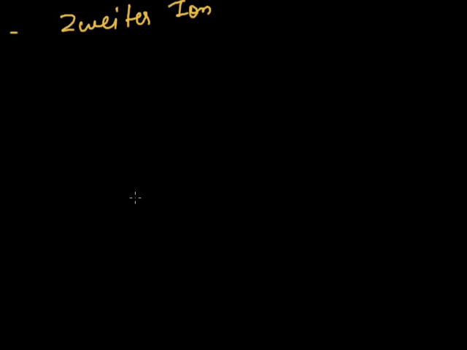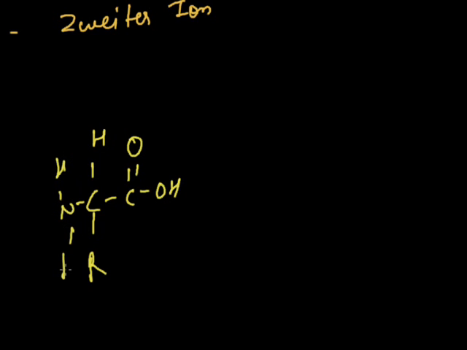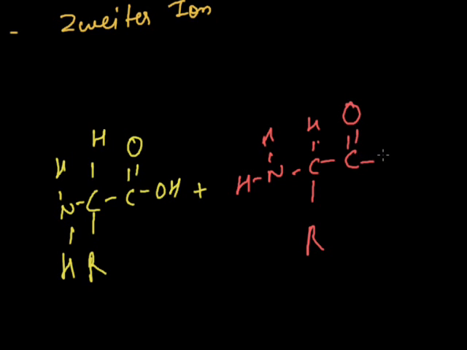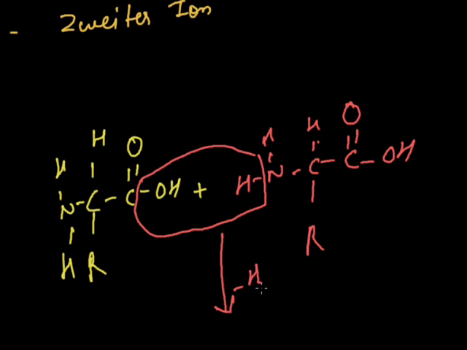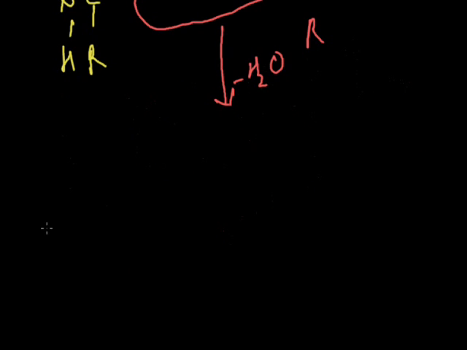How will the peptide bond form? This is one amino acid like that: H, suppose R, C, O, O, H, N, H, H. And it attaches with one more amino acid, H, N, H, C, H, R, O, O, H. From here, a molecule of water will be released, and by releasing the water molecule, both amino acid groups will attach together and form the structure like that.